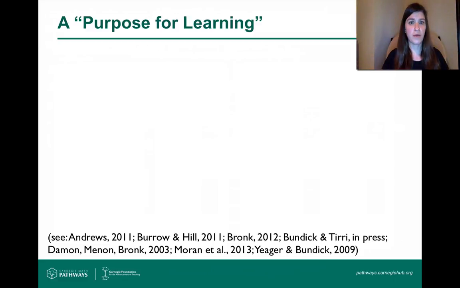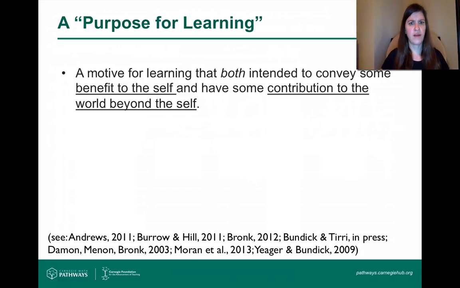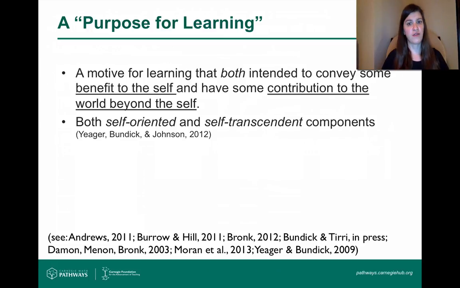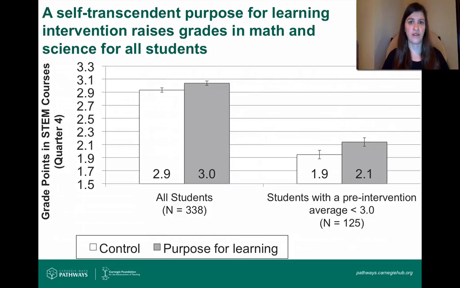And when we talk about a purpose for learning, we talk about two components. The first is a benefit to the self, so this will help me do something interesting. The second is it's going to have some contribution to the world beyond me. I'm going to make a positive difference. I can make an impact on the world. We call this self-oriented and self-transcendent. There's an article called Reflecting on Your Purpose for Learning in the Starting Strong package that you could try in your classroom if you're interested.